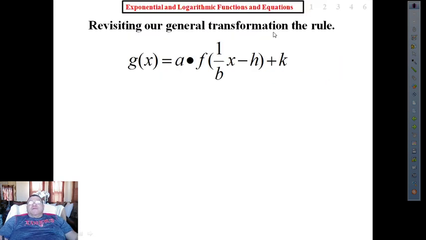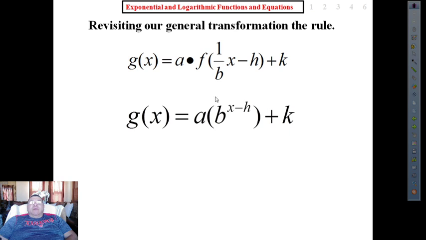So just to revisit our general form of transformation rule, remember these: g of x equals a times f of parentheses 1 over b, x minus h, plus k. And if we apply that now to exponential functions, it looks something like this: g of x equals a parentheses b to the x minus h power plus k. I asked you guys to do an activity with Desmos and fill out that table. By now you should have an idea as to what it does. But today we're going to make sure that, in case you haven't done the activity, you know what each piece does, focusing now just on exponential expressions, because I want to wrap this up and move on.